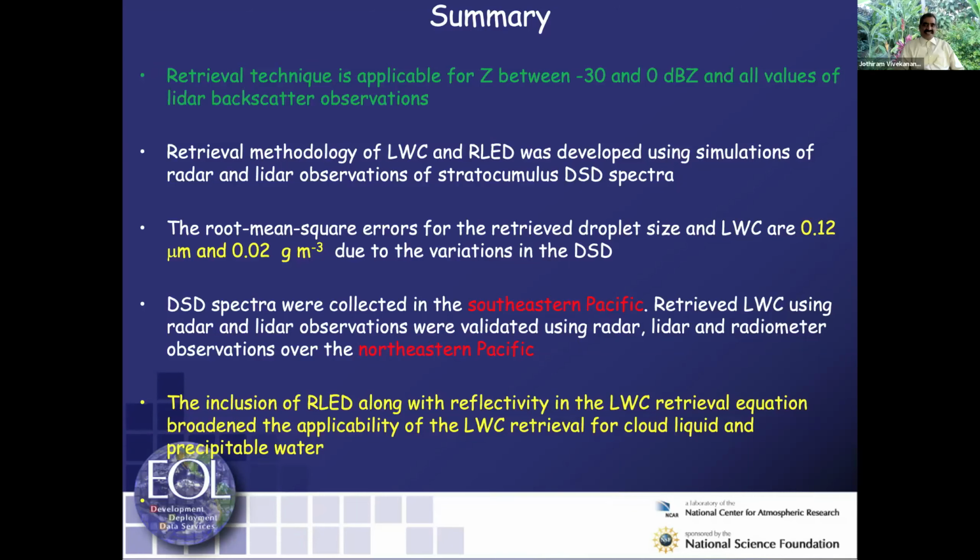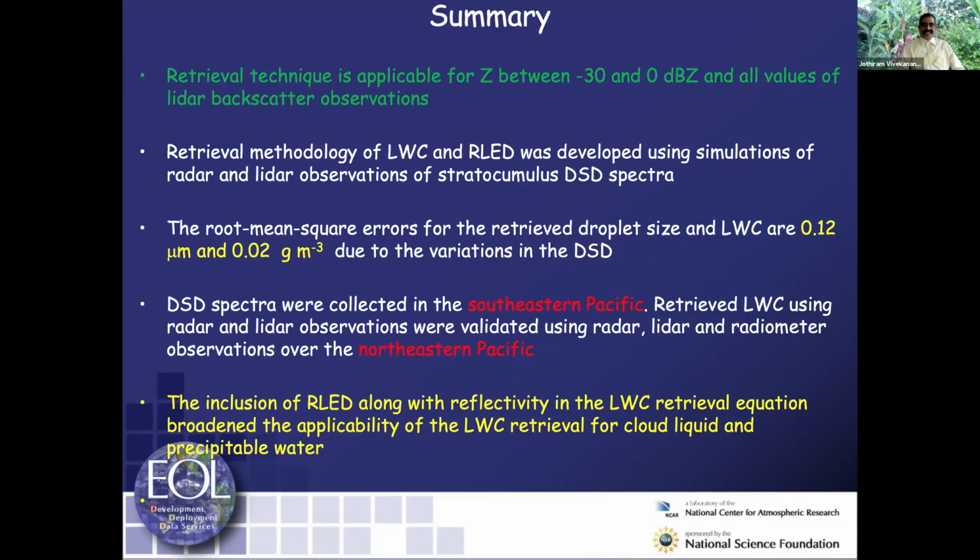The root mean square errors are very small. In terms of droplet size, a tenth of a micron, or even a hundredth of a gram per meter cubed for liquid water content, we could estimate. If we add instrumentation error, then it increases to about 7% error in estimating droplet size and about 15% error in liquid water content.